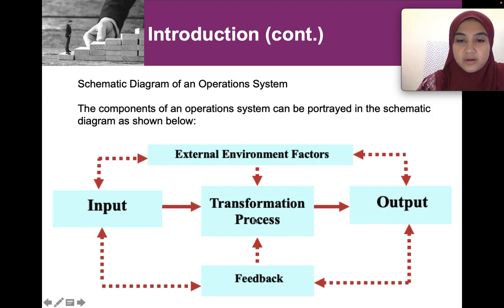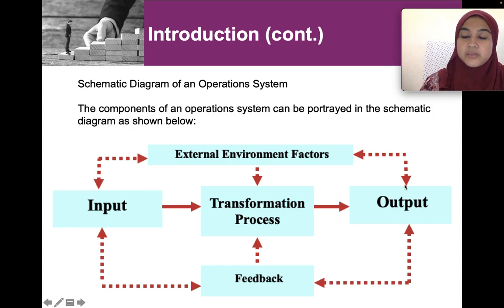So we go to the transformation process. But if the product has some shortcomings, some inferior quality, something that you need to change, then from the feedback we go back to the output. When we look at the output and the external environment factors, it means that the output is being influenced by the external environment factors. So what are the external environment factors? They include the political, the economical, the social, the technological, and also the competitors.